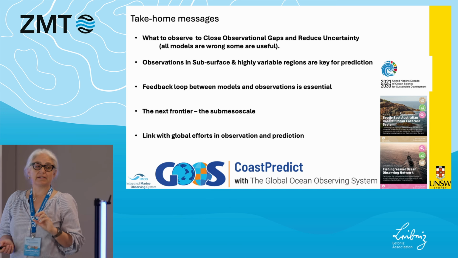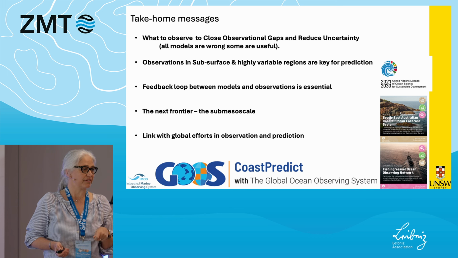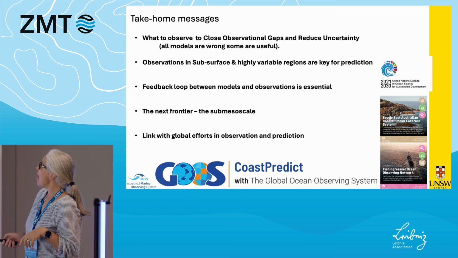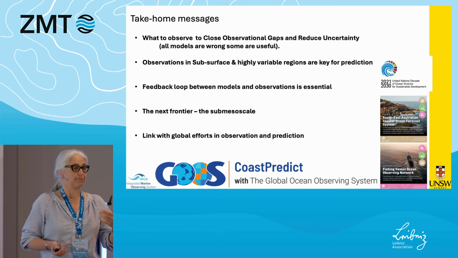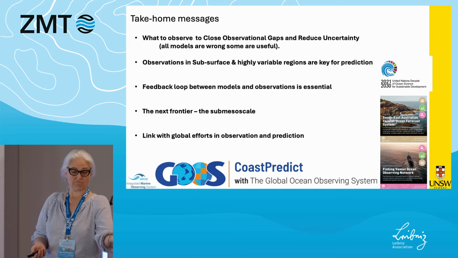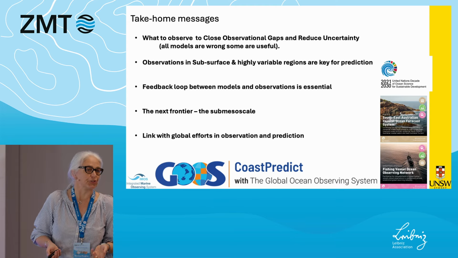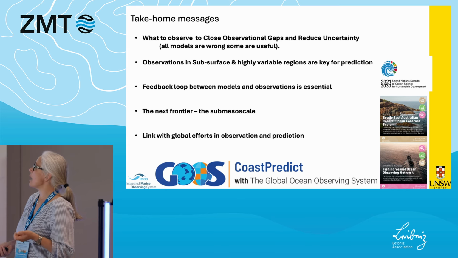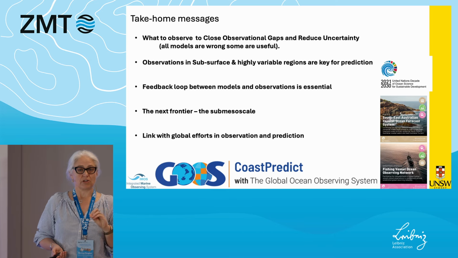What we've been learning recently is that observations in the subsurface are extremely important. They're also very hard to find. We need to be observing in highly variable regions. Typically, people observe where it's easy, quiescent regions, quiet regions, regions where the flow is coherent because it's easier to do. But we need to observe in the regions of high variability if we're going to constrain the models in that way. We need a feedback loop between the models and the observations.